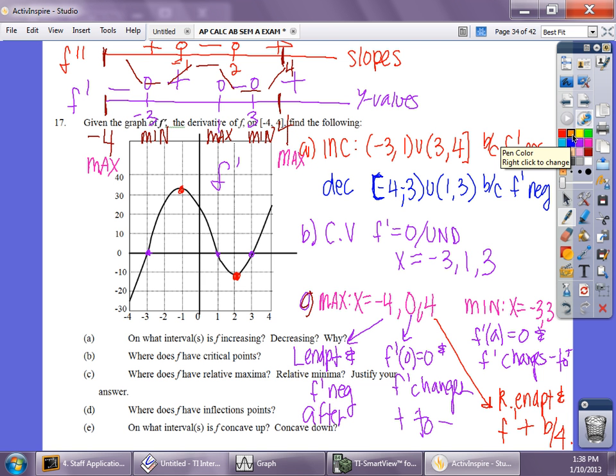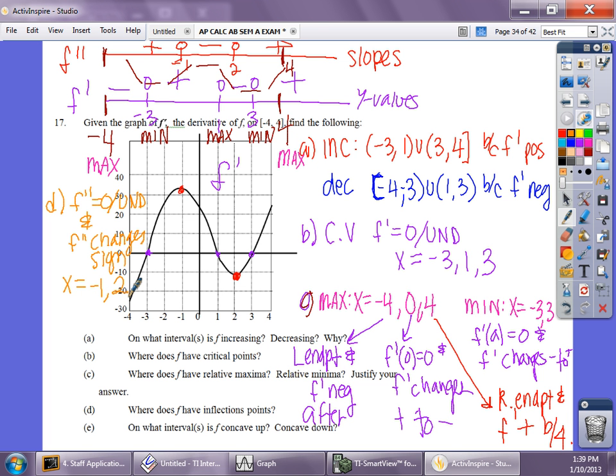Letter D says, where do we have points of inflection? If you remember for letter D, points of inflection occur when the second derivative is equal to 0 or undefined, and f double prime changes sign. And we have that happening at x equal to negative 1 and 2.